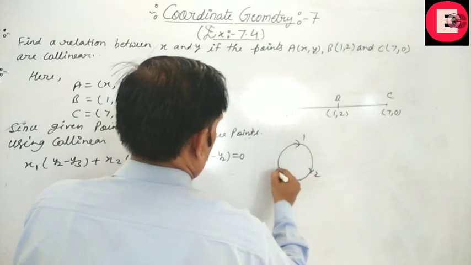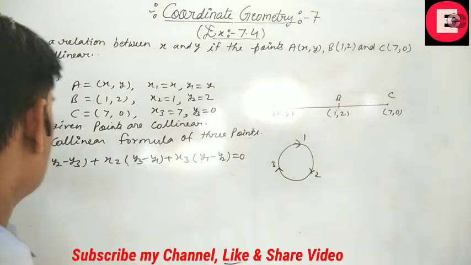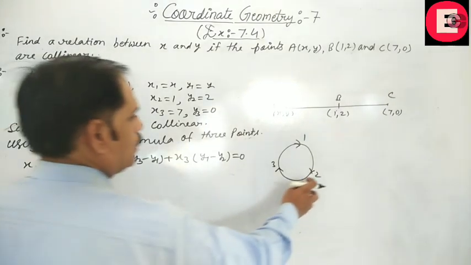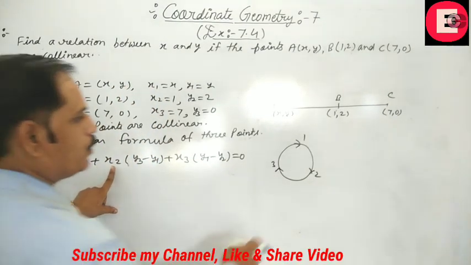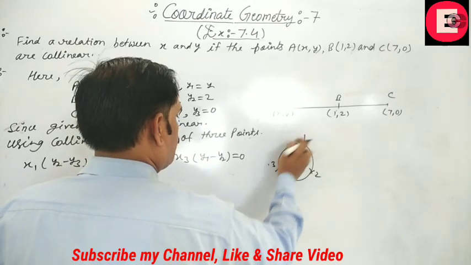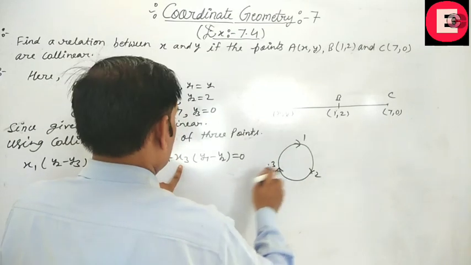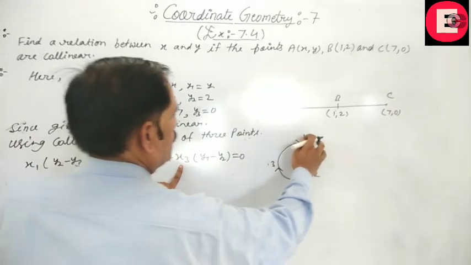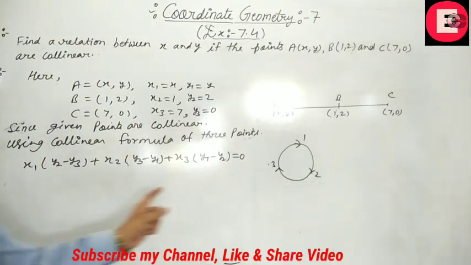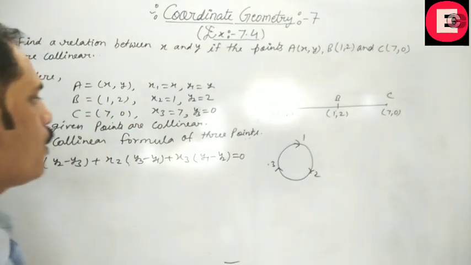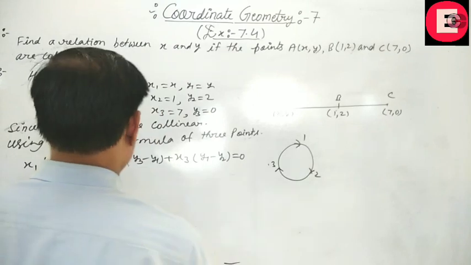1, 2 and 3. The trick to learn this formula: when x1, then y2 - y3; plus x2, then the difference y3 - y1; plus x3, then we use the difference y1 - y2, which is equal to 0. So it is in circular form, and we can easily learn it by using this trick.